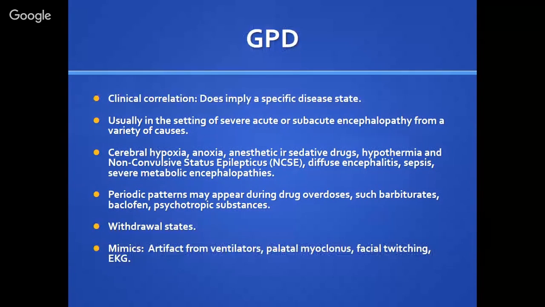Clinical correlation: a specific disease state, usually in the setting of severe acute or subacute encephalopathy from a variety of causes, including anoxia, hypoxia, drug-induced hypothermia, non-convulsive status epilepticus, encephalitis, sepsis, severe metabolic encephalopathy, withdrawal states, and drug overdoses, barbiturates, baclofen, that we use a lot. We have patients that come here significantly lethargic because they're overdosing on baclofen.